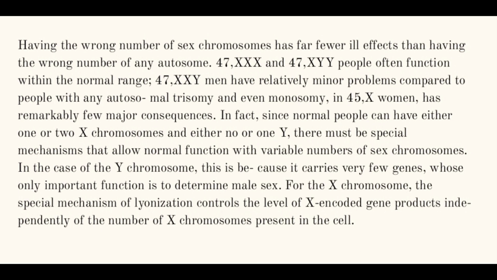Having the wrong number of sex chromosomes has far fewer ill effects than having the wrong number of any autosome. With 47,XXX and 47,XYY, people often function within the normal range. 47,XXY men have relatively minor problems compared to people with any autosomal trisomy, and even monosomy in 45,X women has remarkably few major consequences. In fact, since normal people can have either one or two X chromosomes and either no or one Y, there must be special mechanisms that allow normal function with variable numbers of sex chromosomes. In the case of the Y chromosome, that is because it carries very few genes, whose only important function is to determine male sex. For the X chromosome, the special mechanism of lyonization controls the level of X-encoded gene products independently of the number of X chromosomes present in the cell.